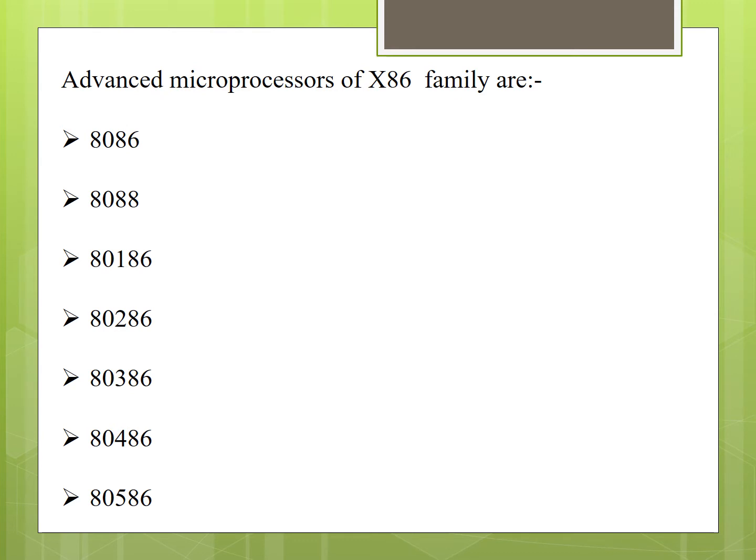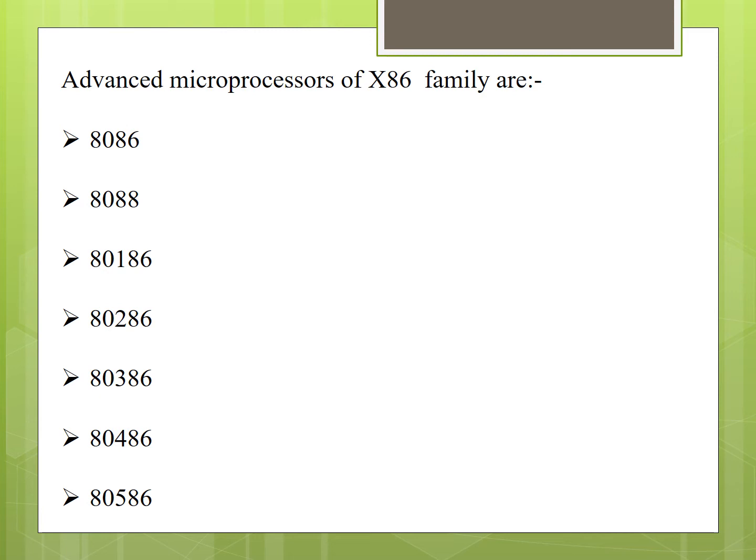Firstly, let us understand the members of X86 family. They are 8086, 8088, 80186, 80286, 80386, 80486 and 80586. Now, 8086, 8088, 80186 have almost the same features. Now why do we have the name X86 family?